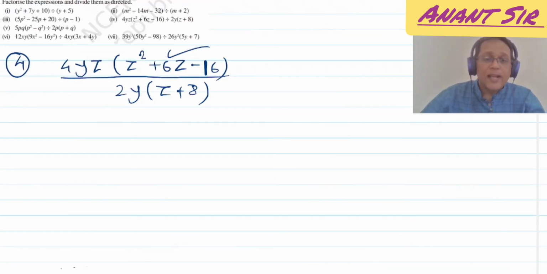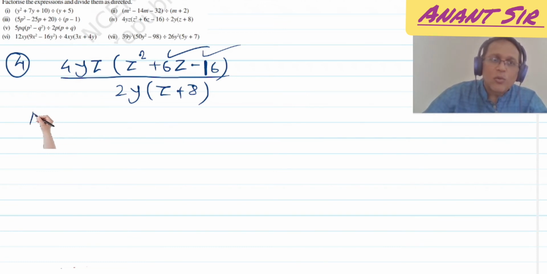So friends, this is our next question, question number 4. As you can see, there is a quadratic in the numerator, so we will first have to factorize that. So we are going to factorize the numerator here.